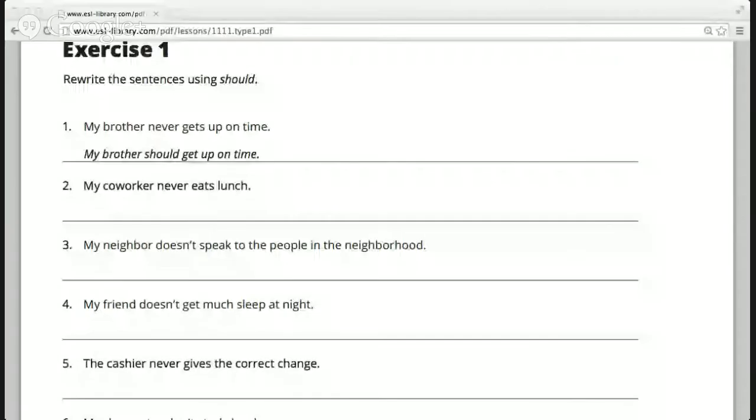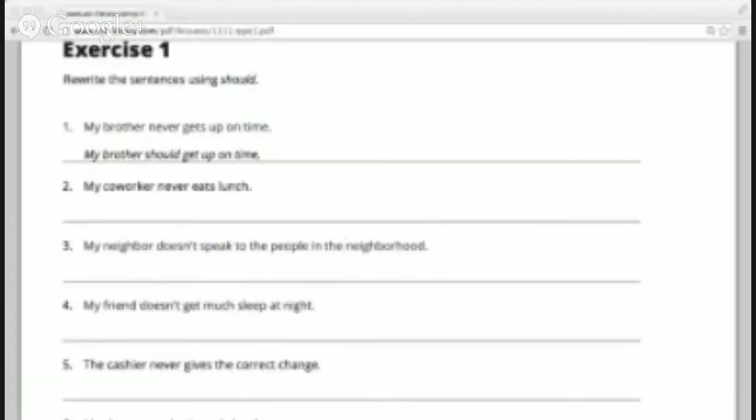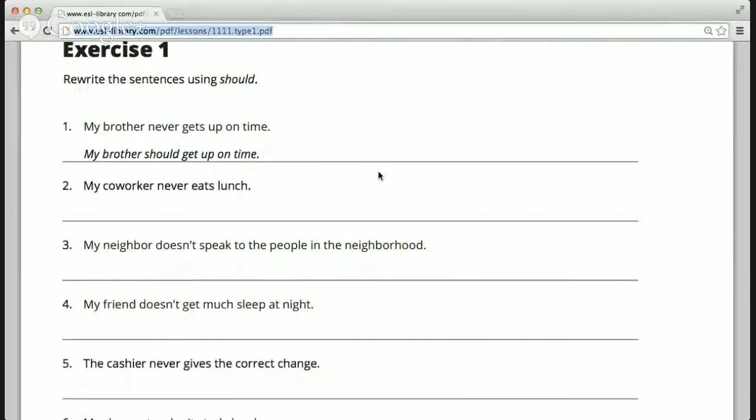Okay, all right. So let's start off here with Tala. Tala, number 2 is for you. Go ahead and read the initial sentence, and then tell me where we would put the word should in, please. My coworker never eats lunch. My coworker should eat lunch. There you go. My coworker should eat lunch. Okay, very nice. Thank you.